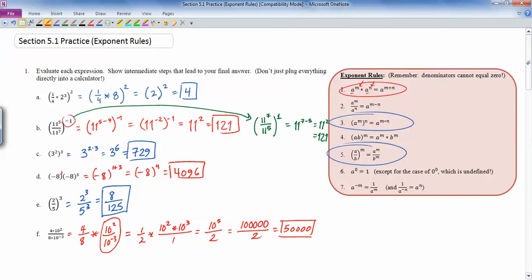So I'll stop there, and then I'll cut number 2 into a couple parts too.